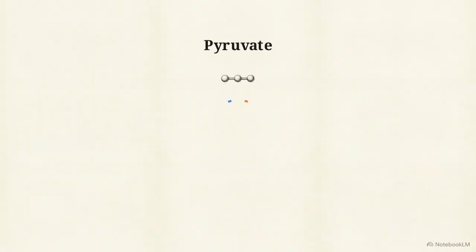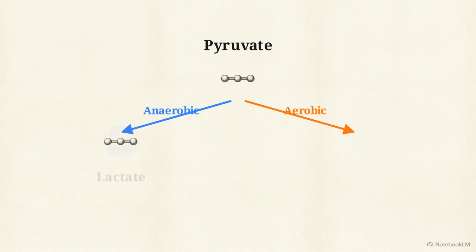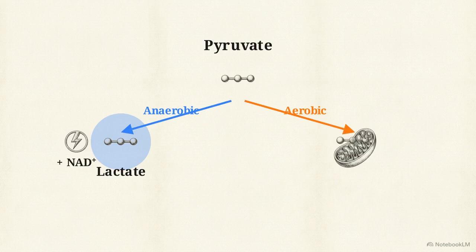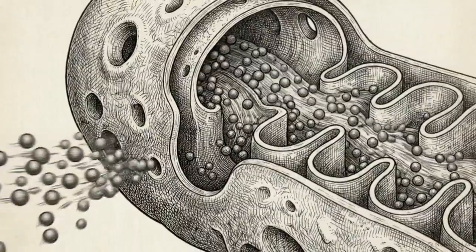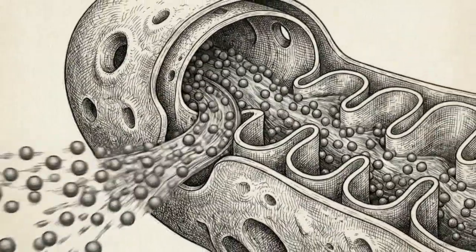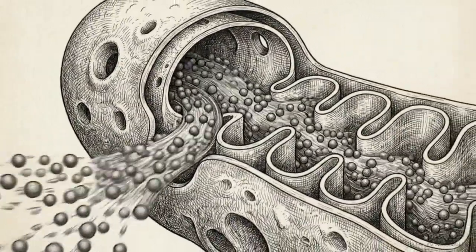Pyruvate follows different fates depending on oxygen availability. Under anaerobic conditions, it is reduced to lactate to regenerate NAD+. Under aerobic conditions, it is transported to the mitochondria. Glycolysis functions as a preparatory phase, securing minimal energy while staging carbon backbones for the primary mitochondrial engine.